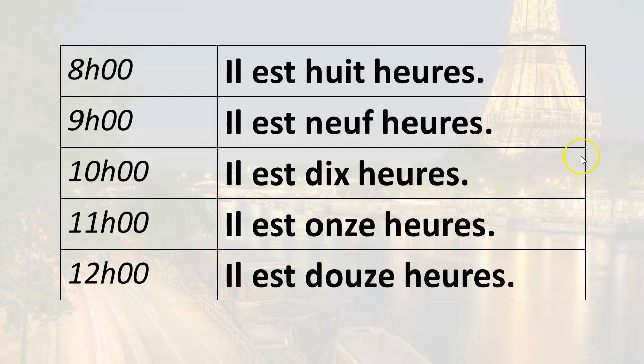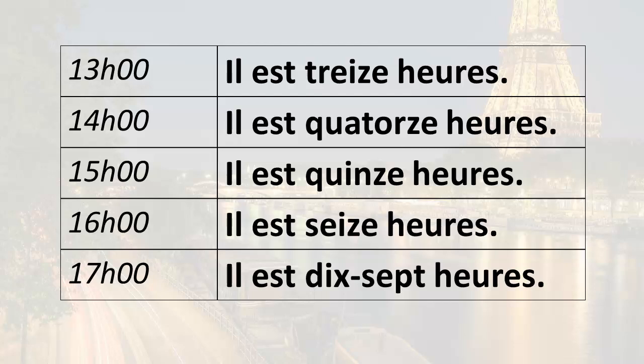So after 12, instead of going back to 1 for the afternoon, you go to 13, the next number. So il est 13 heures. 2 o'clock p.m., il est 14 heures. 3 p.m., il est 15 heures. 4 p.m., il est 16 heures. 5 p.m., il est 17 heures.